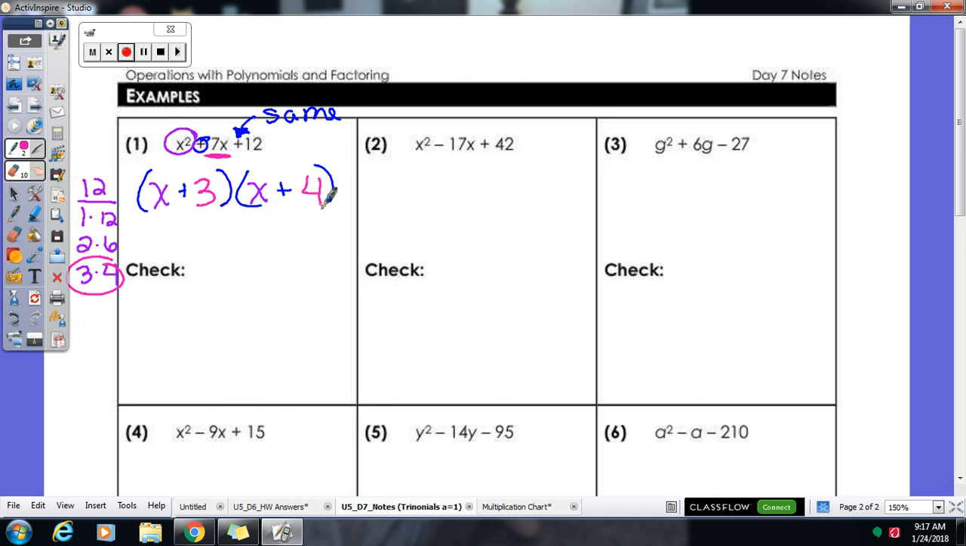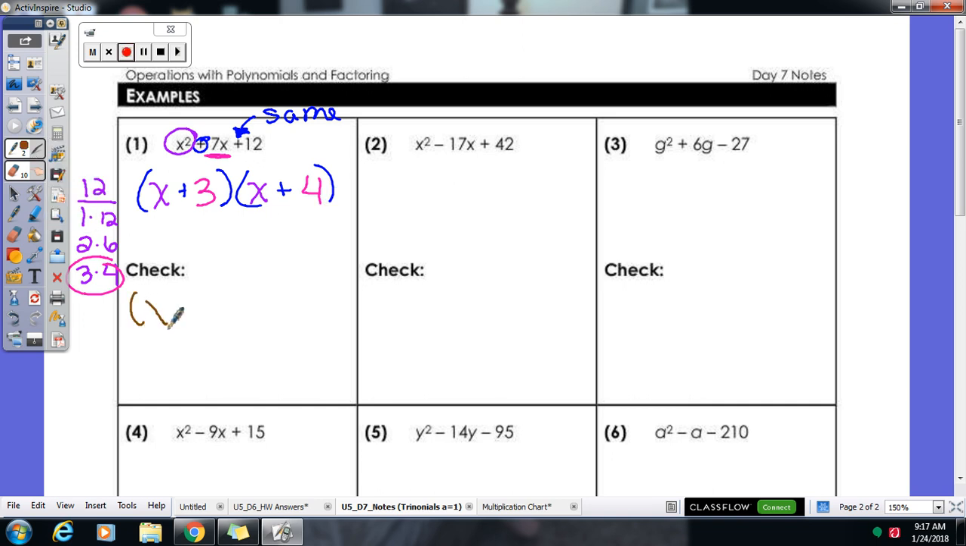Because again, if you remember our first problem at the beginning, you multiplied to give you your first term, multiplied to give you the last term, and then you added things together to give you that middle term. You had a -5 and a 3. You added together to give you your -2.